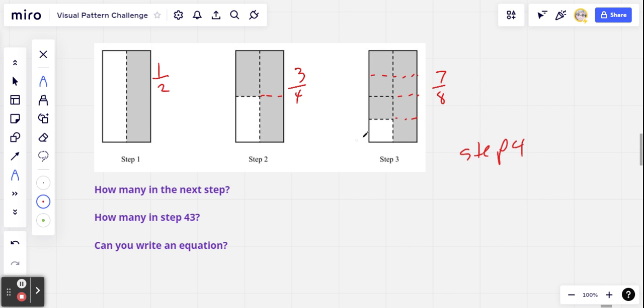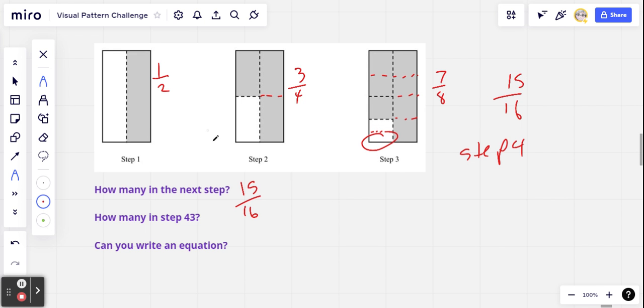So I would guess for step 4, they would cut this in half again. And we'd only have this part unshaded. And when you cut eighths in half, you get 16ths. So this should be 15/16 for step 4. That's my prediction.